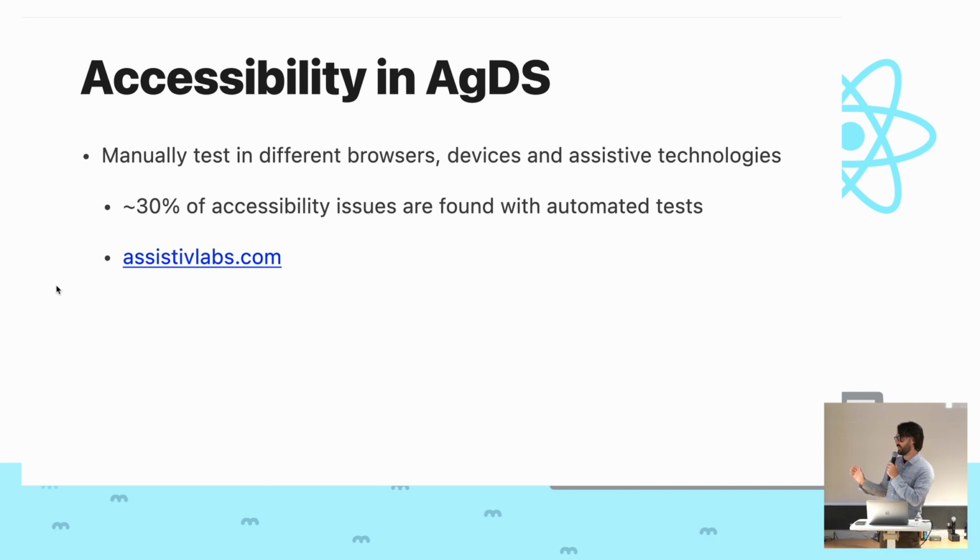And I just wanted to give a shout out to this website called Assistive Labs. It is like Browser Stack, but for screen readers. So you can remotely log on, test a website in NVDA or JAWS or VoiceOver, Windows High Contrast as well. So yeah, that's a really great tool for testing.